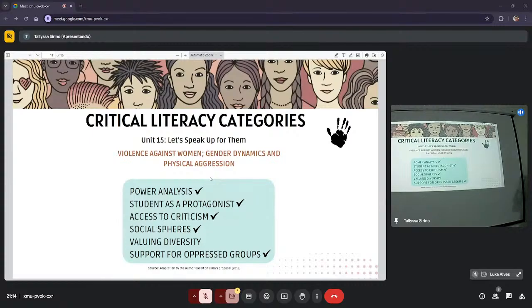The last unit analyzed was Unit 15, called Let's Speak Up for Them, and the theme is violence against women, gender dynamics, and physical aggression. This was the one that had the most critical literacy categories. So we had power analysis, student as a protagonist, access to criticism, social spheres, and support for oppressed groups.